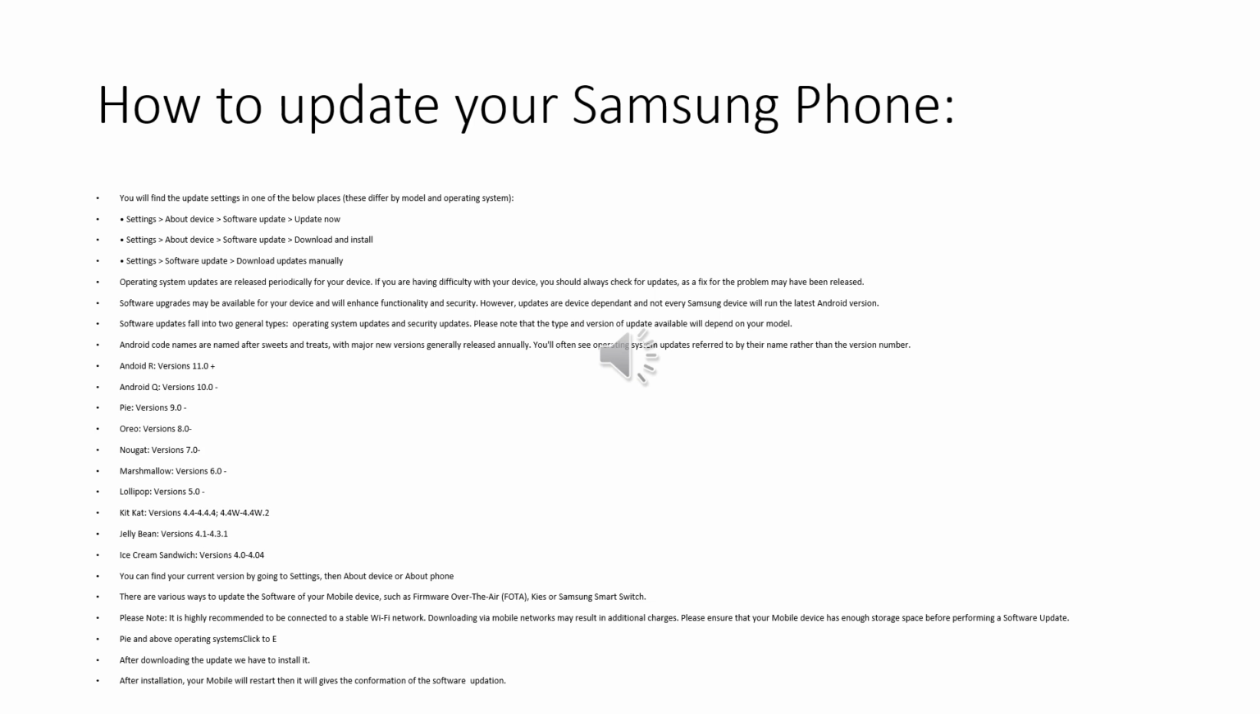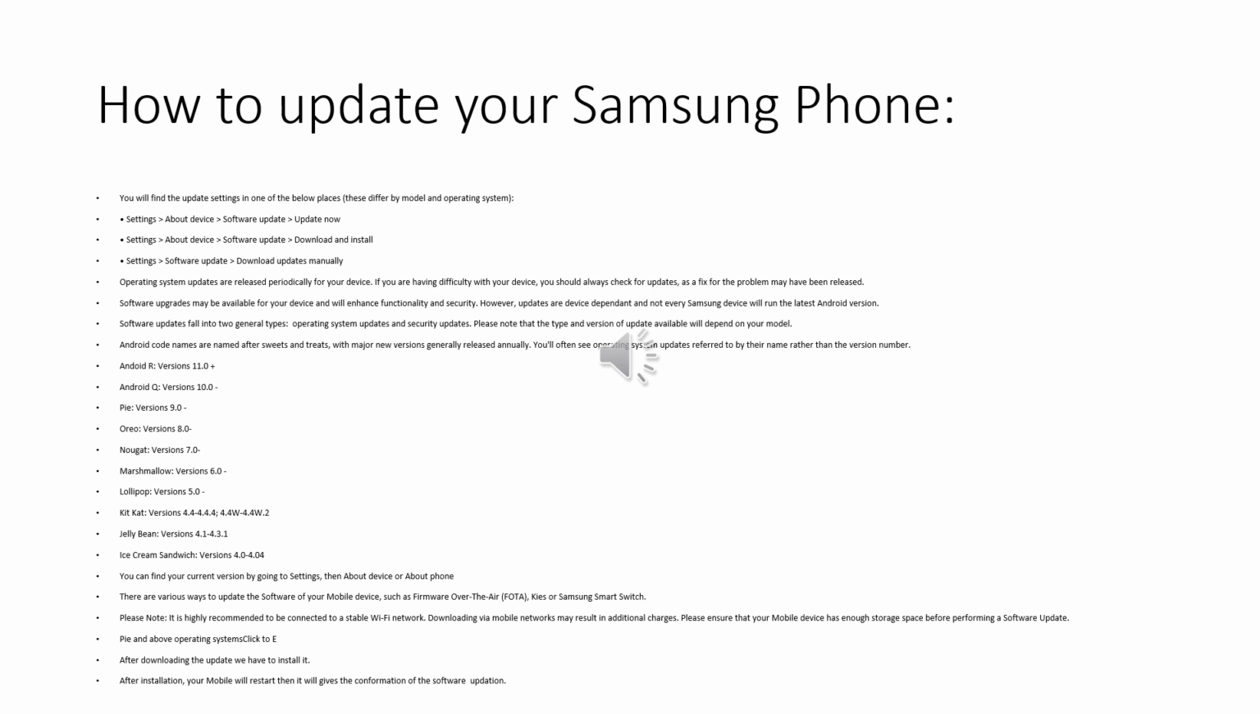Here the software update suggestion is available to me. This is the first suggestion. Next one we can see: About phone, software information. View the currently installed Android version, baseband version, kernel version, build number, and more. Yeah, this is another suggestion. So I'm tapping on software update, this one.